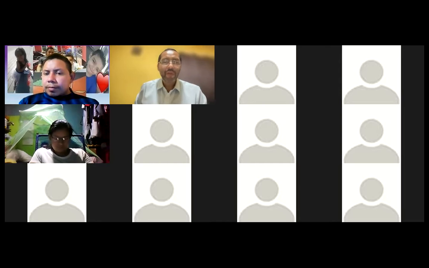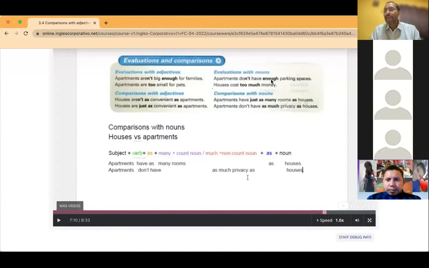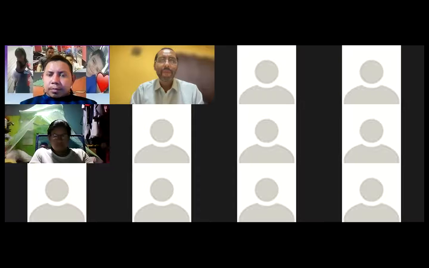Okay, how to use enough. This is only for one. We use enough when we describe one thing. So apartments don't have enough parking space. Or we use apartments aren't big enough for a family. Only describe one. But as is to compare. Enough is not to compare. Enough is only one.